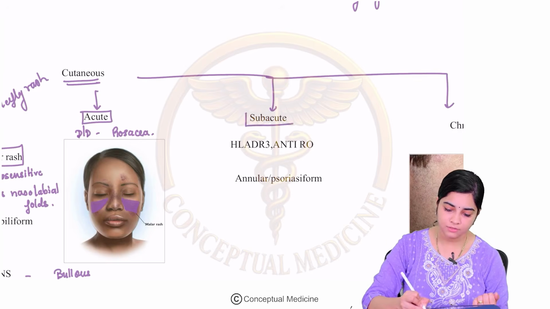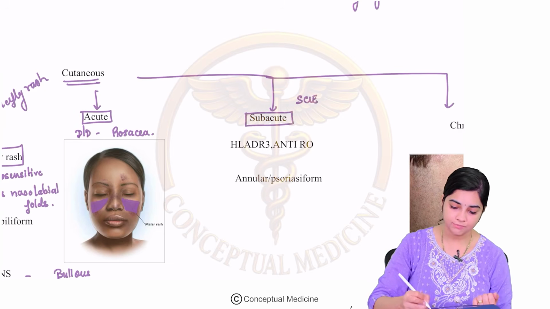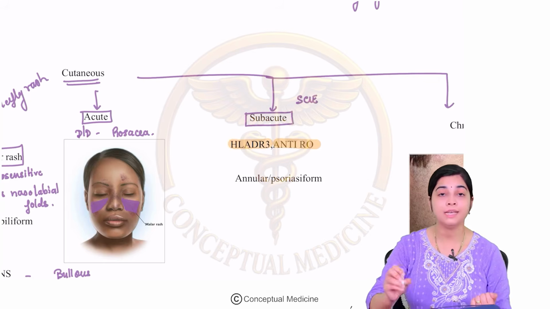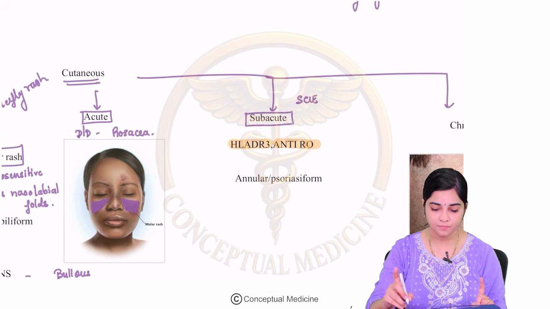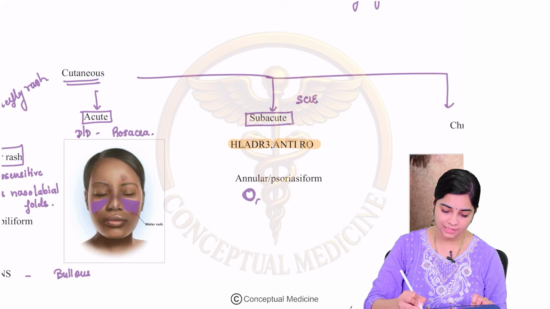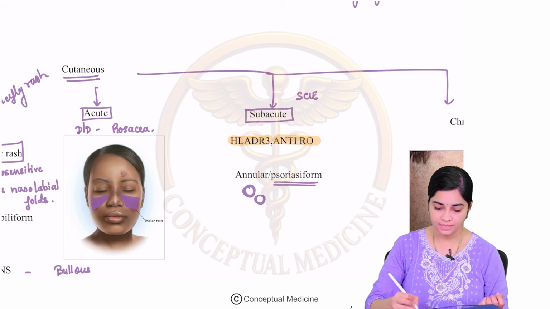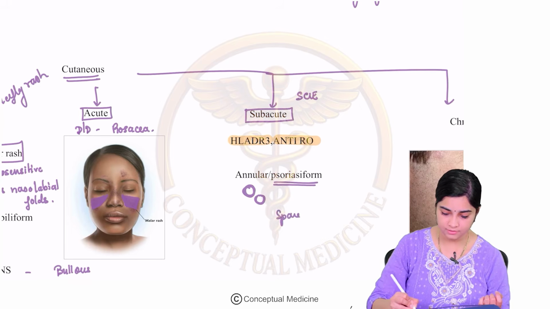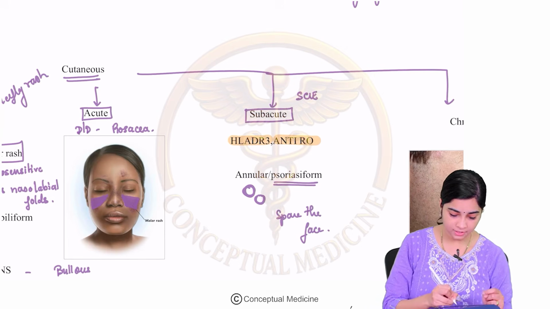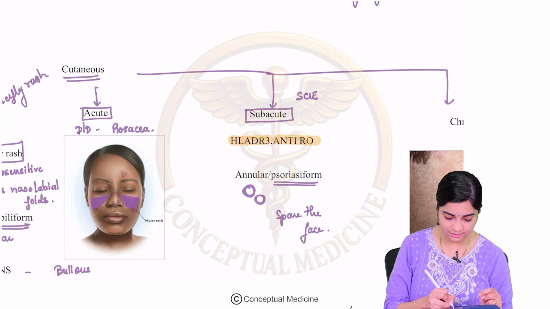Then in the subacute form of cutaneous lupus erythematosus, which is called SCLE, remember, it has what associations? HLA-DR3 and anti-Ro. These lesions can either be annular, or you can have psoriasiform lesions, and these usually spare the face. Also, another point about the morbilliform rash in acute cutaneous lupus erythematosus: this can spare the knuckles.